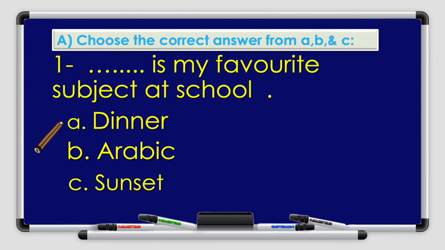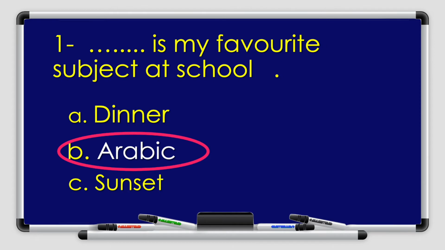Is it A. Dinner is my favorite subject at school? Is it B. Arabic is my favorite subject at school? Or is it C. Sunset is my favorite subject at school? Yes, that's right. The answer is B. Arabic. Arabic is my favorite subject at school.